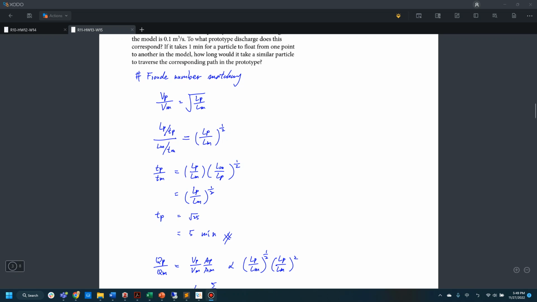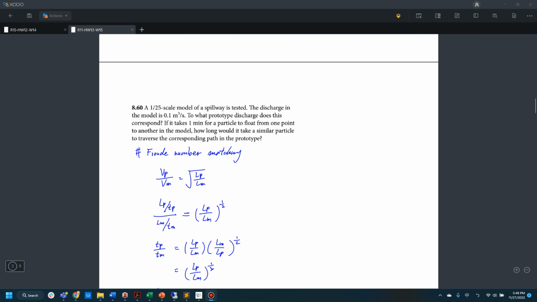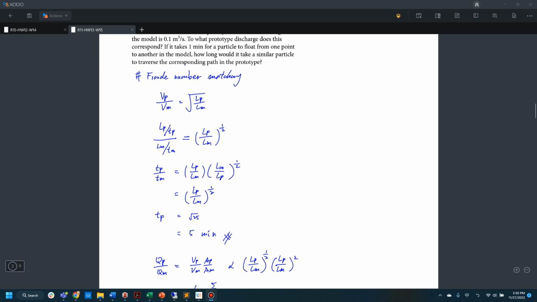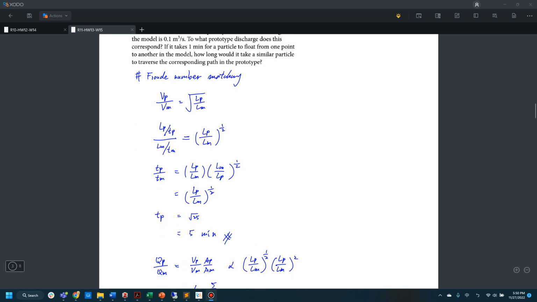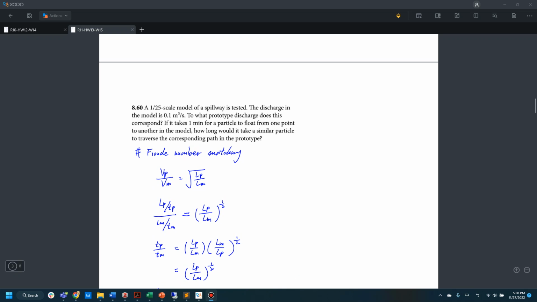So you take a square root of this, and the time in the model is 1 minute according to the problem. So the Tm is equal to 1. So now you know the right hand side, and the only unknown variable is this Tp, which is the variable that we try to solve. And in this case, this will equal 5 minutes. So by using the Froude number, we already solved the second subproblem. Now we want to go back to the discharge one.